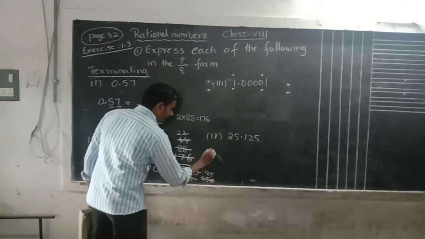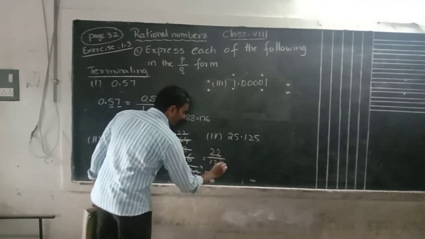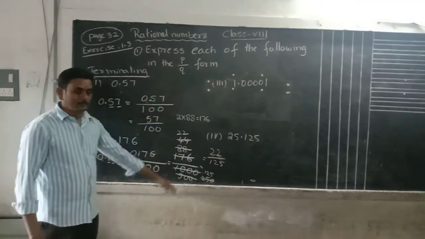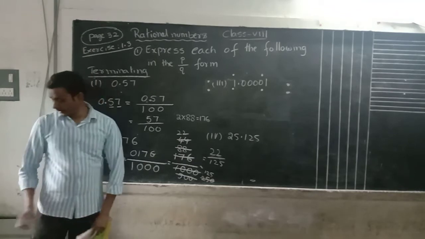That means what is the answer? 22 by 125. Cancel with the 2 table. Otherwise we change that one.